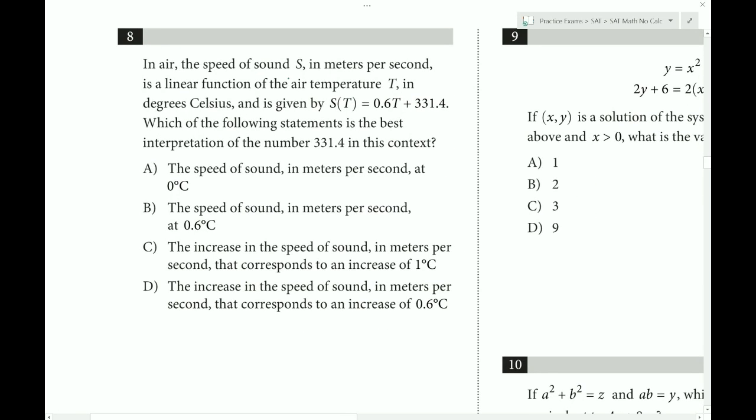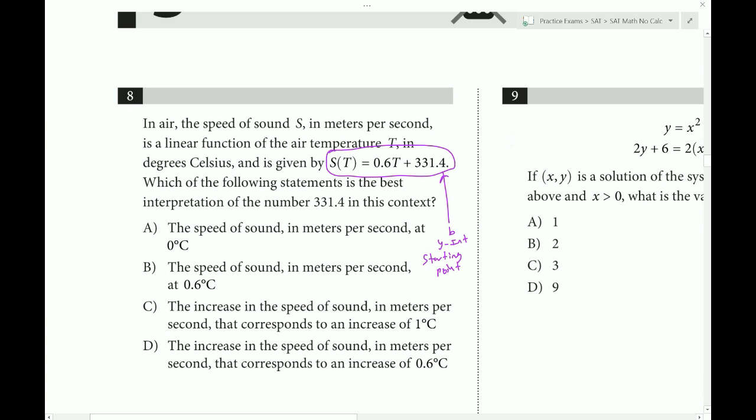In air, the speed of sound s in meters per second is a linear function of the air temperature T, given by this equation. Which of the following statements is the best interpretation of the number 331.4 in this context? So clearly this is your value of b, also known as the y-intercept, and that, as you may know, generally represents the starting point. Pictorially, it's where your function begins to either descend or ascend. When the x value is 0, that's what your height is going to be.